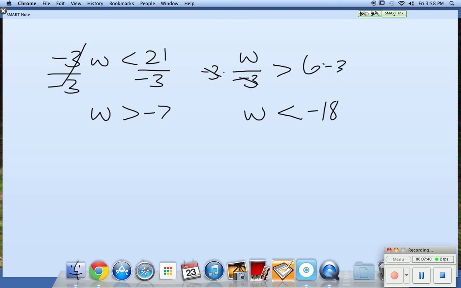So once again, when you divide through or multiply through by a negative number, you have to switch the inequality right here. You've got to switch those inequalities around so that the statement remains true.